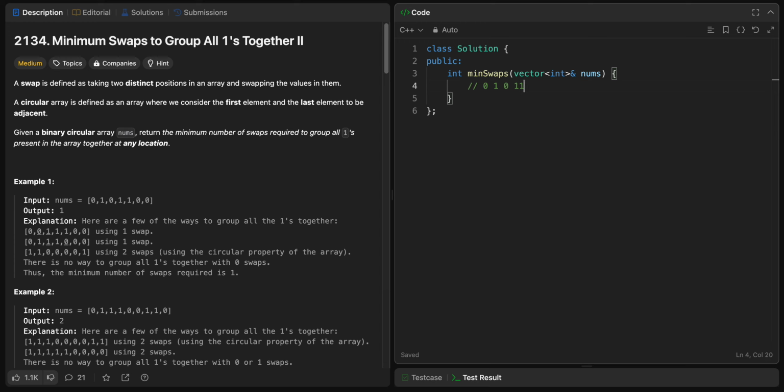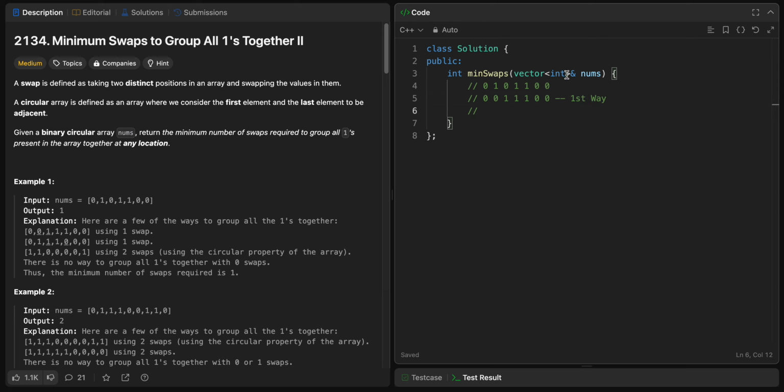So let's go into the first example. We were given nums 0, 1, 0, 1, 1, 0, 0. So here, a swap would be that we could swap this 1 with this 0. That would become 1, 1, 1, 0, 0, and we finally end up with our answer. So our answer is 1. This is our first way to do that.